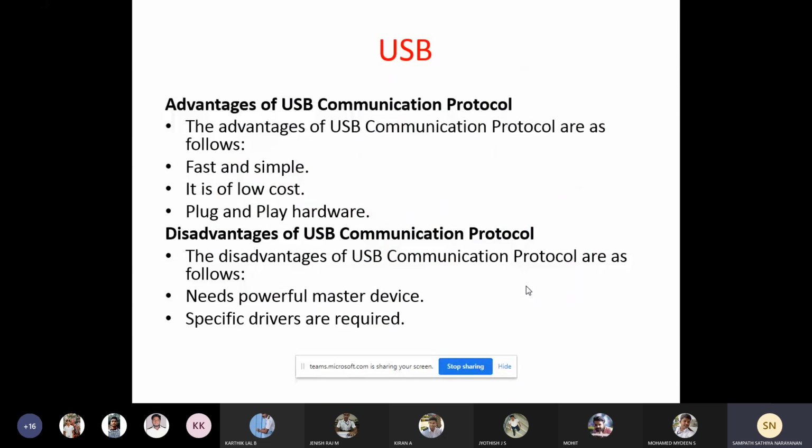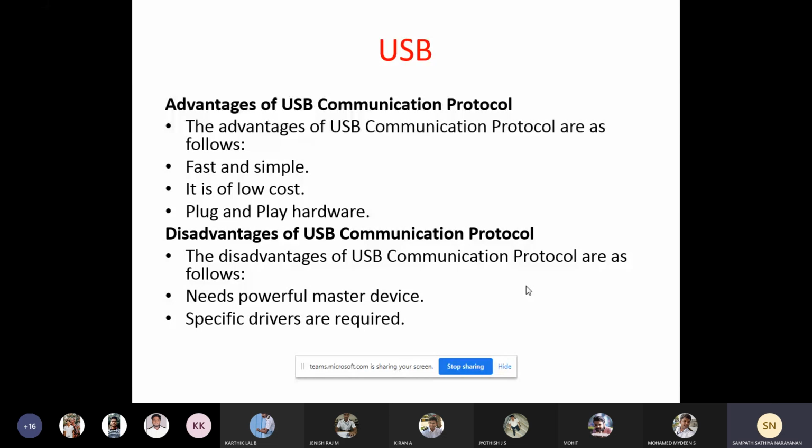Some of the basic advantages of USB are a simple communication protocol, but fast, low cost implementation, and plug and play option. So these are some of the advantages of USB.